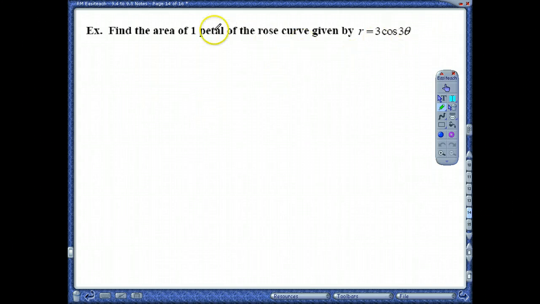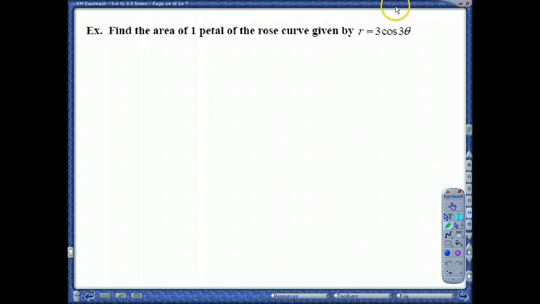Now, when I'm looking at this, they just want the area of one petal. For the most part, what you're going to want to do is find out where this equals 0.